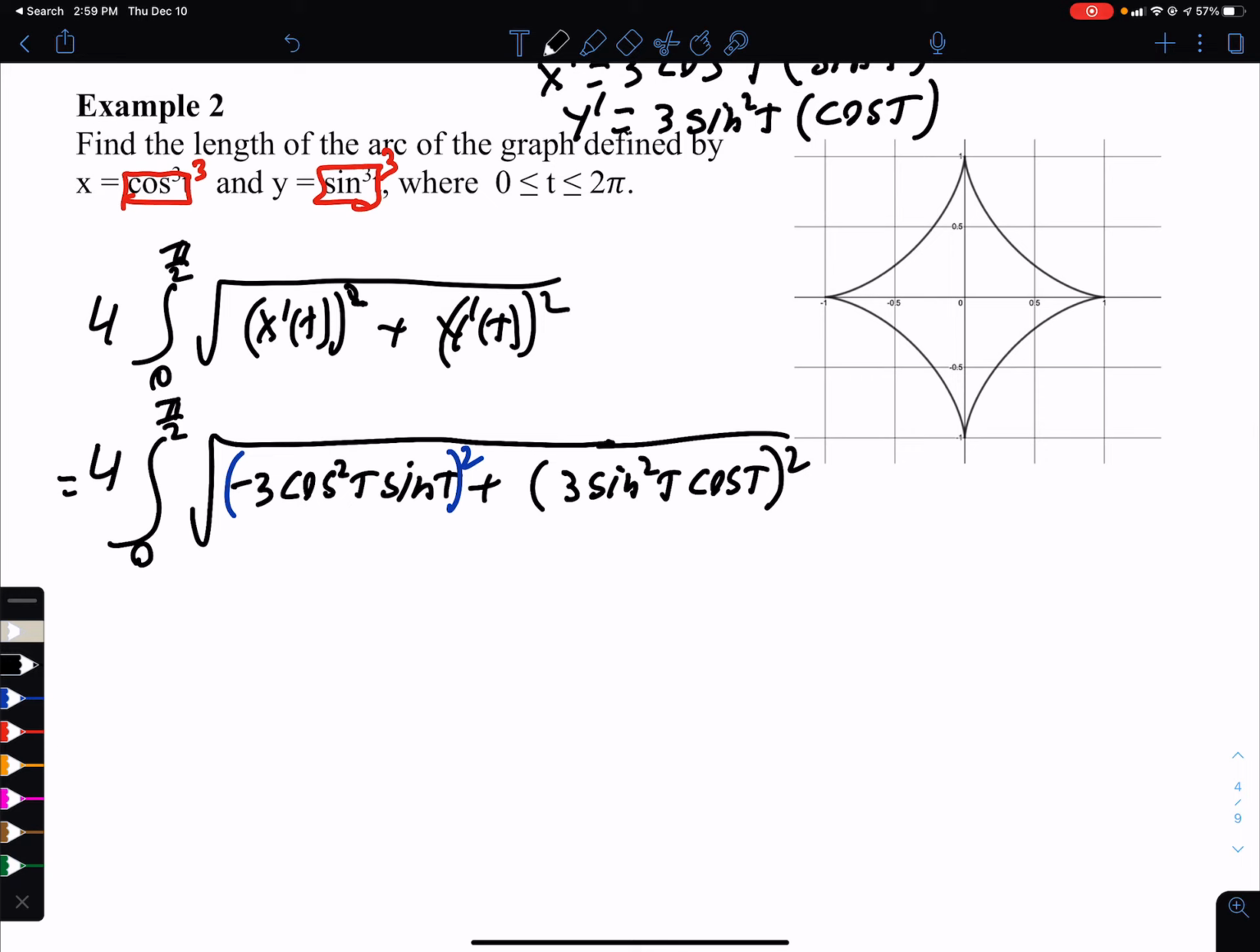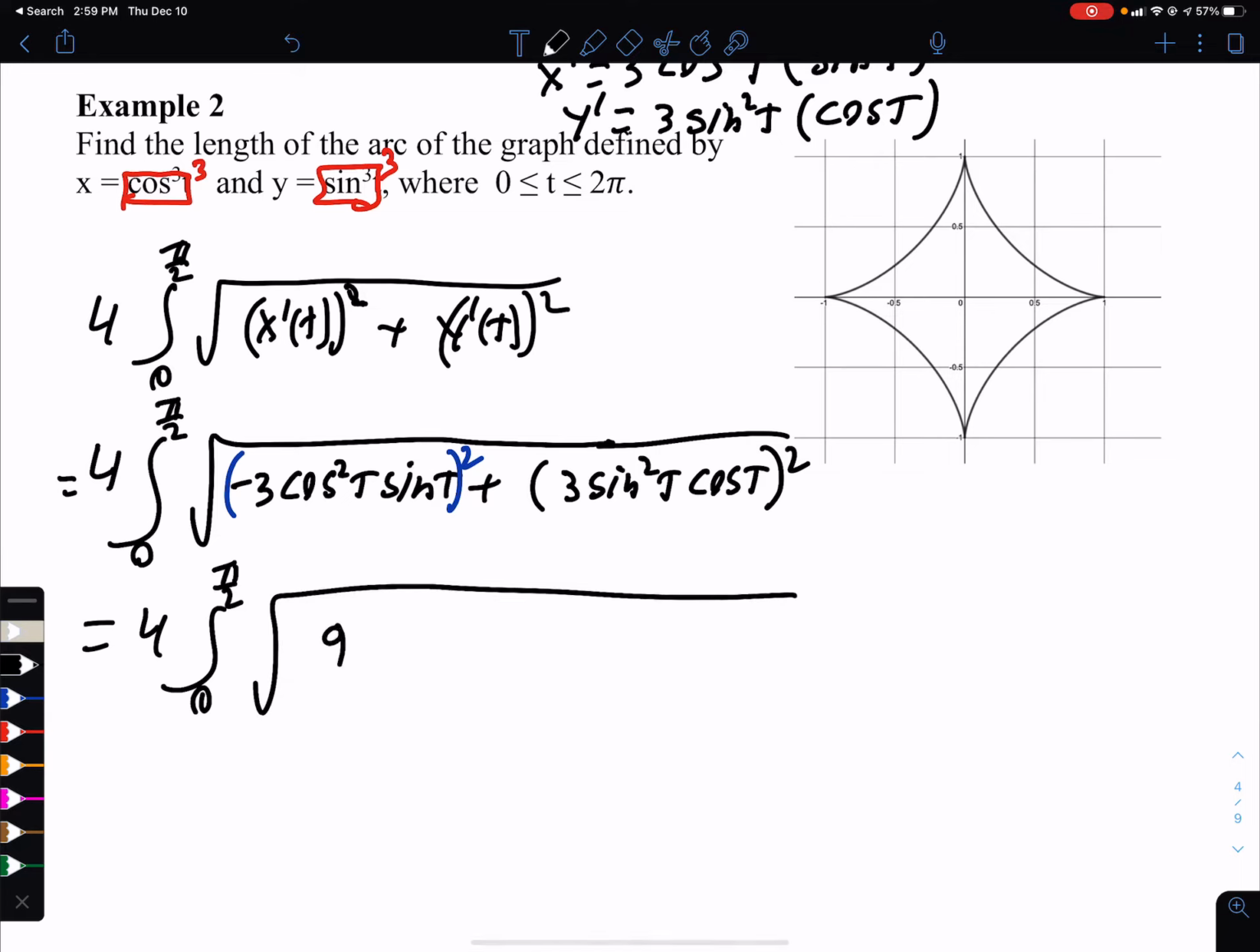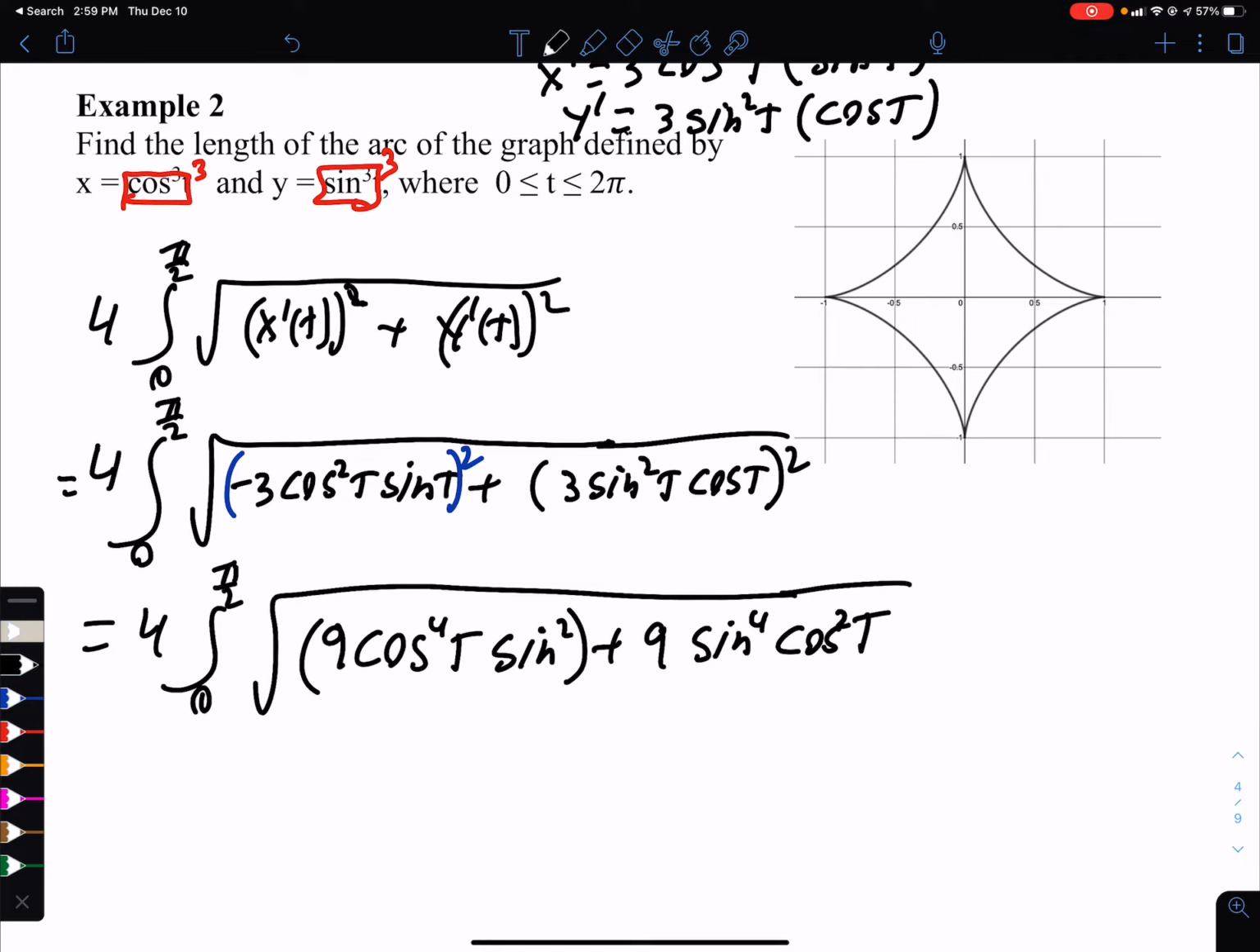So at this point, let's square those. Negative 3 squared is 9. Cosine squared squared is a 4th power. Sine squared will be 2nd power. We're going to square this. It's going to be 9. Sine squared squared is going to be sine to the 4th. And cosine squared is cosine squared. So now we get that.